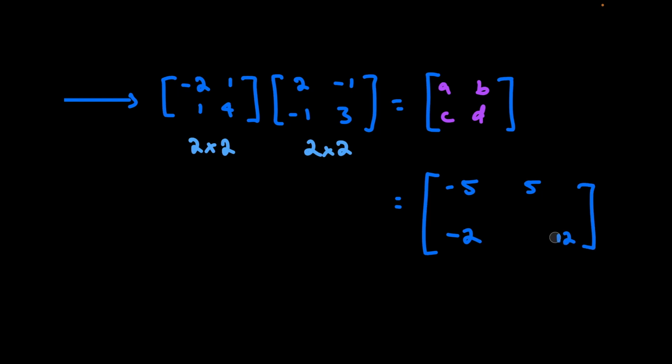So now we get 11 here. And that is how you multiply these two matrices together.